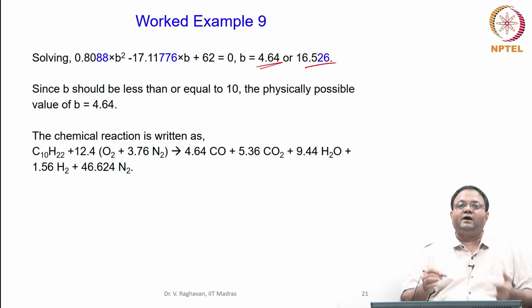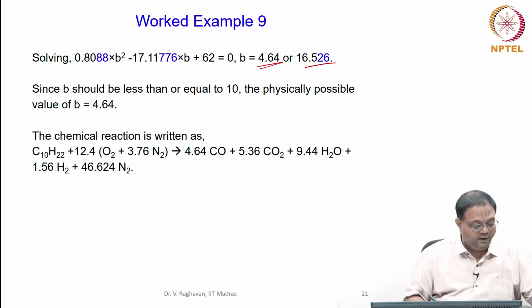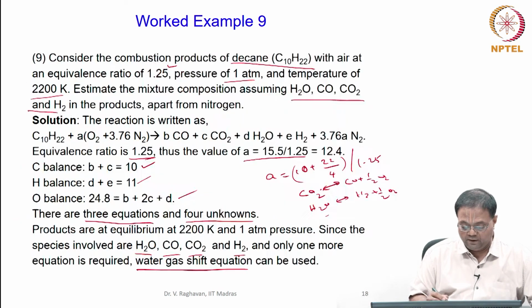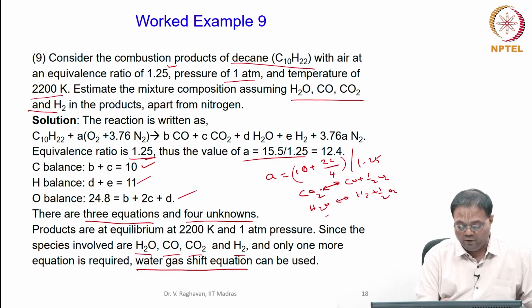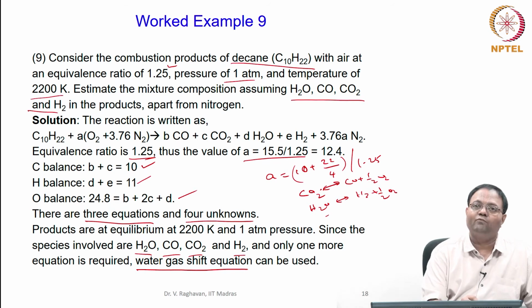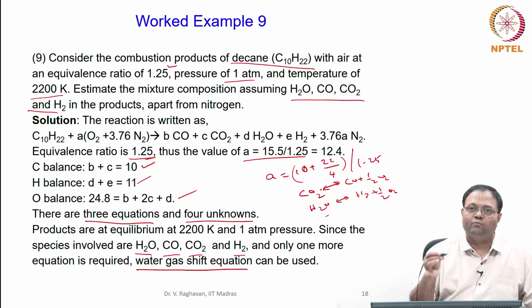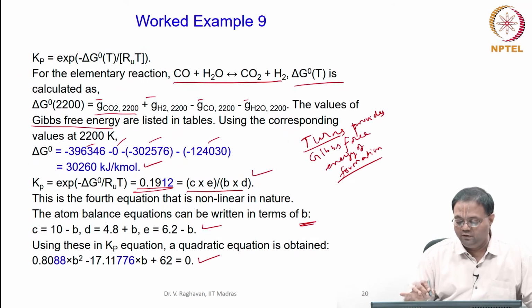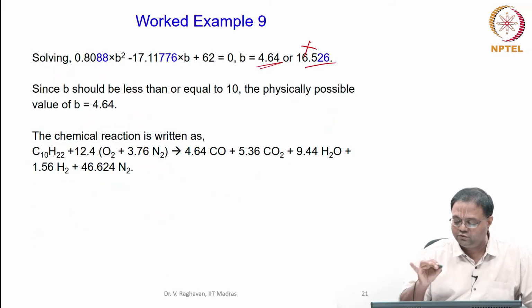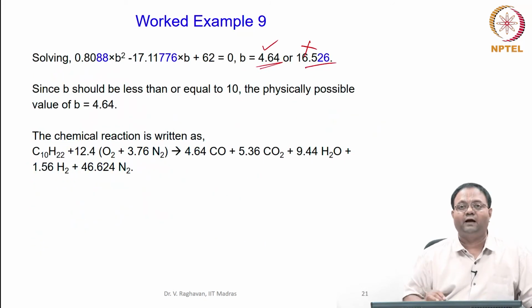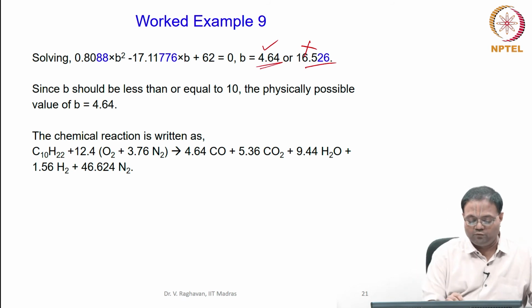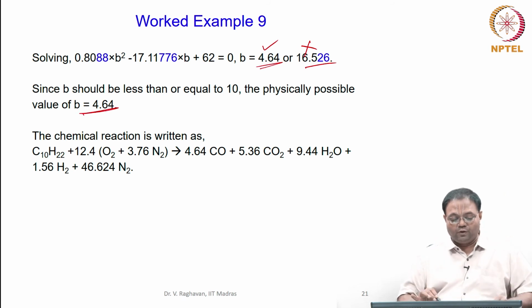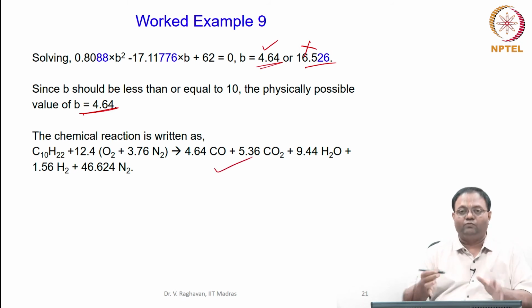However, physically what is B? In this equation, what is B? B is the number of moles of CO. Total number of atoms of C is only 10. So together B plus C can only be 10. So B cannot be 16. So this is wrong. So the physically correct value of B should be 4.64. So that you take and write the equation. That's all. So that's what is asked.